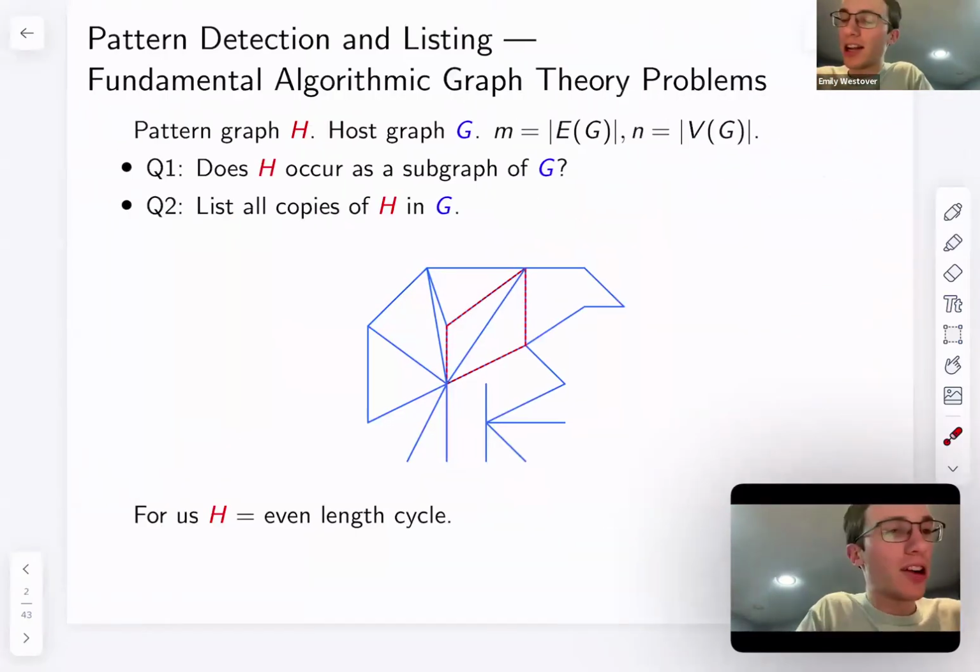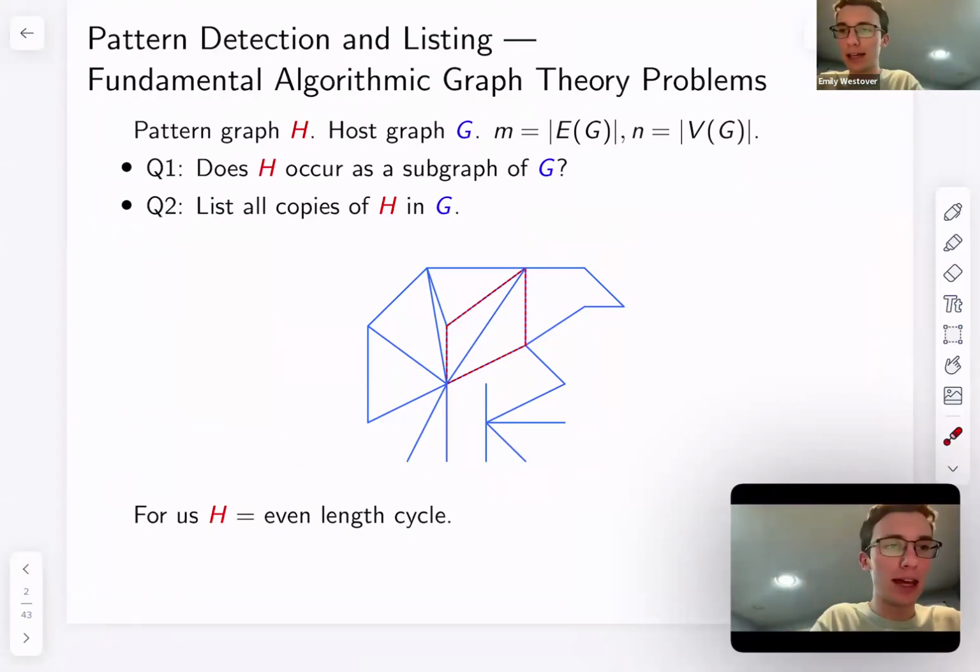So pattern detection and listing are two very fundamental problems in algorithmic graph theory. In any of these problems, we're going to have a pattern graph H, and we're going to have a host graph G. We think of H as being really small, constant sized, and we let M and N denote the number of edges and vertices in G. Throughout the talk, when we're making algorithms, we want the running times to be fast in terms of M and N.